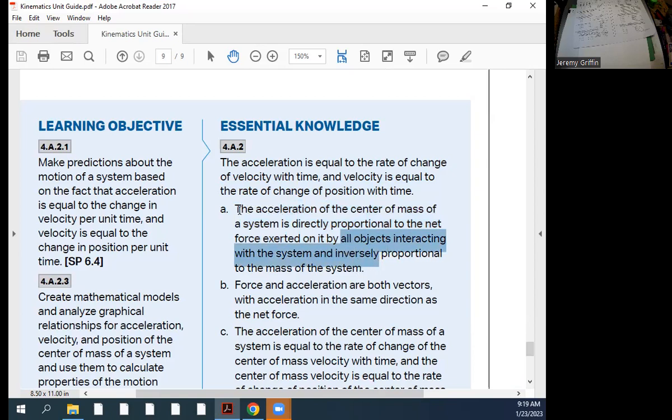So a equals F over m. That's the equation version of that paragraph right there, right? And that's a vector quantity, direction matters. Force and acceleration are both vectors. Acceleration is in the same direction as the net force, right?